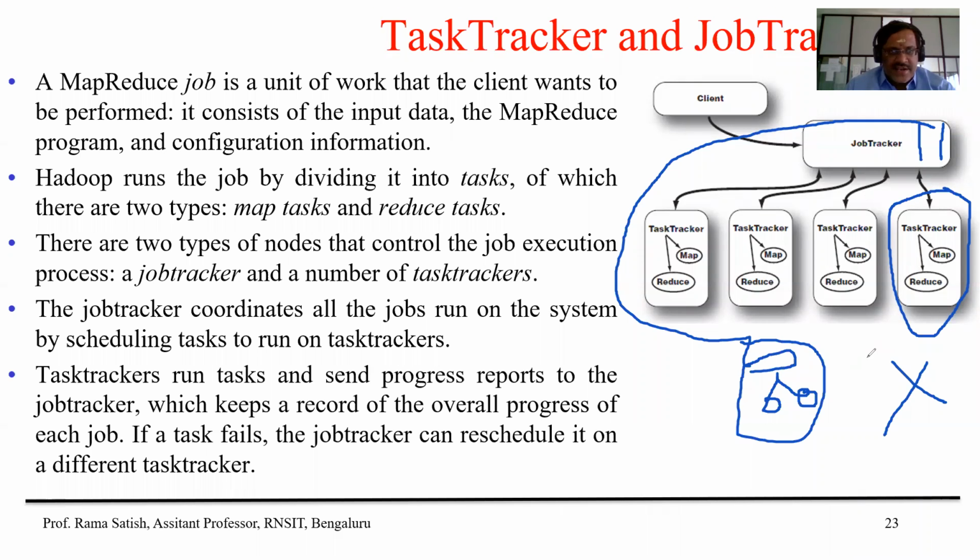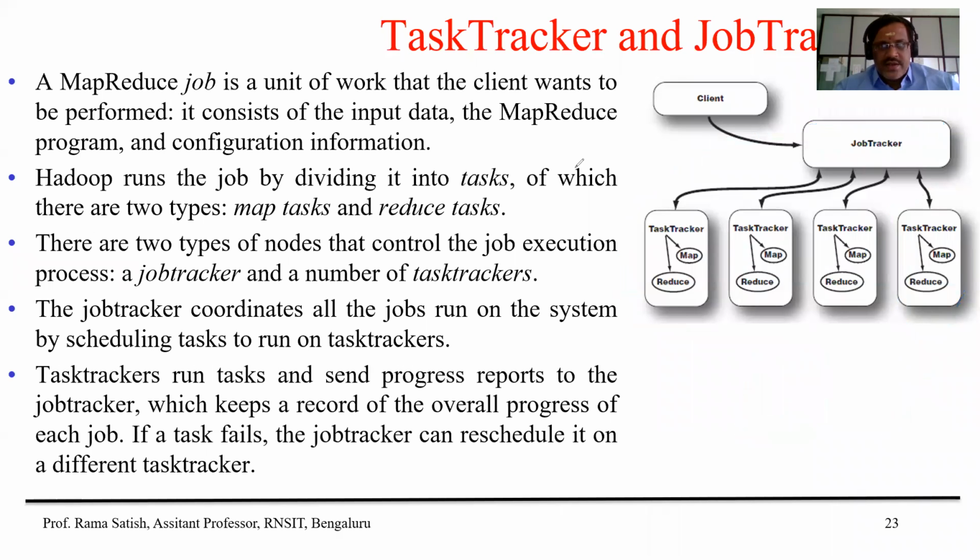Okay. So the task tracker runs the tasks and sends the progress report to the job tracker, which keeps the record of the overall progress of each job. If a task fails, the job tracker can reschedule it on a different task tracker. A task tracker is nothing but a different machine. I can certainly say it's a different machine, where the entire operation is done. So that's the one you should understand.